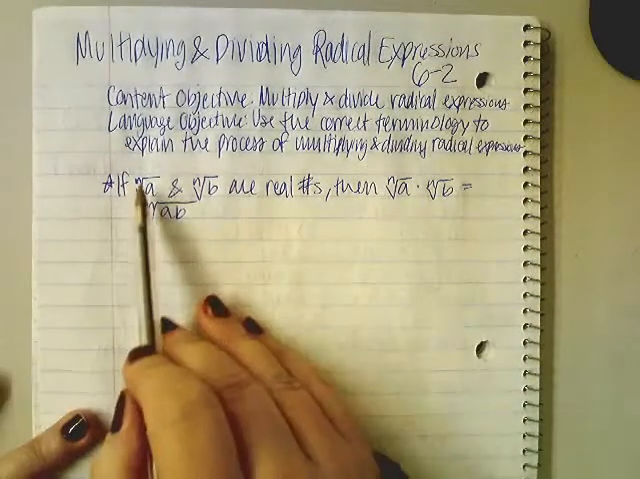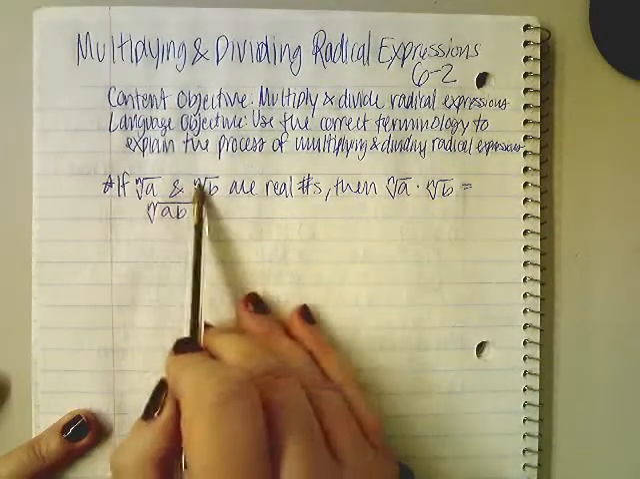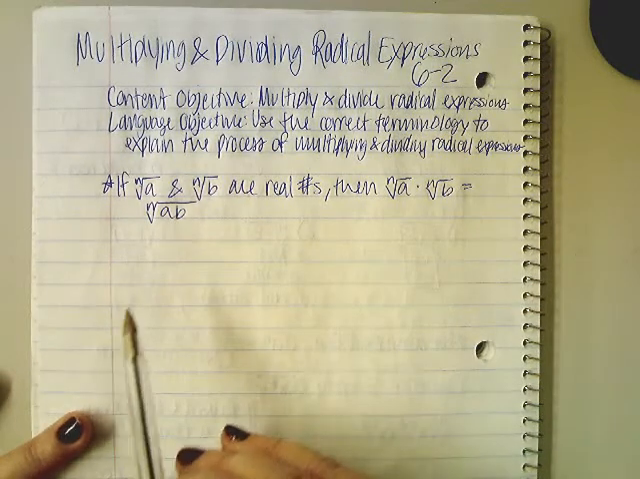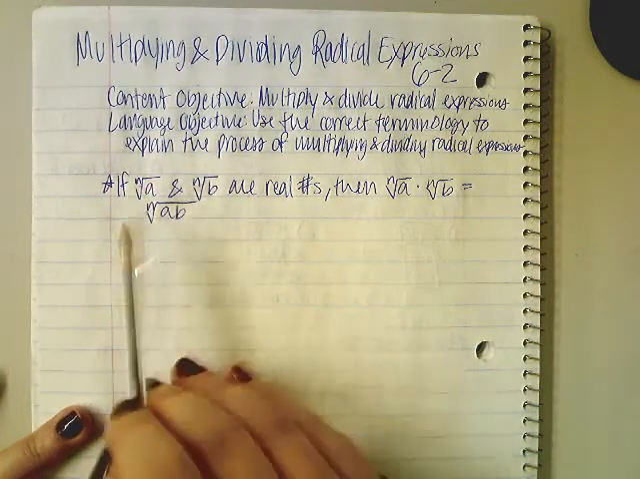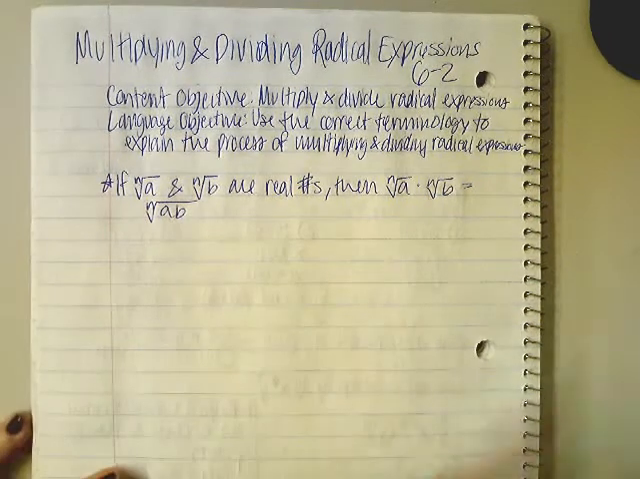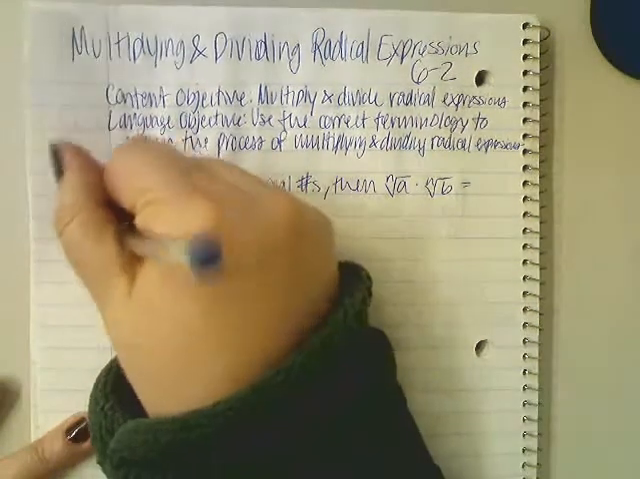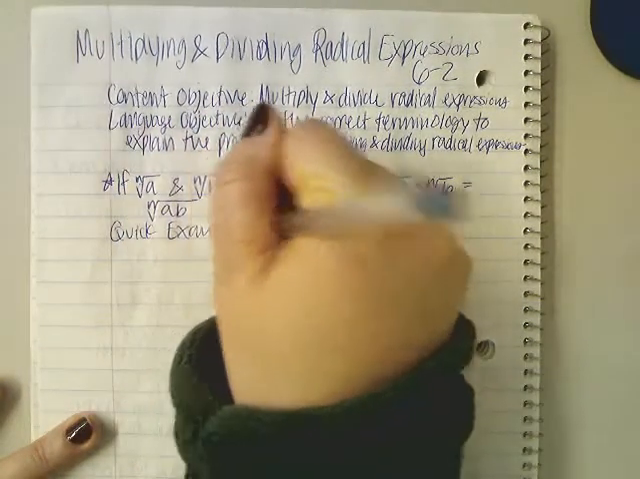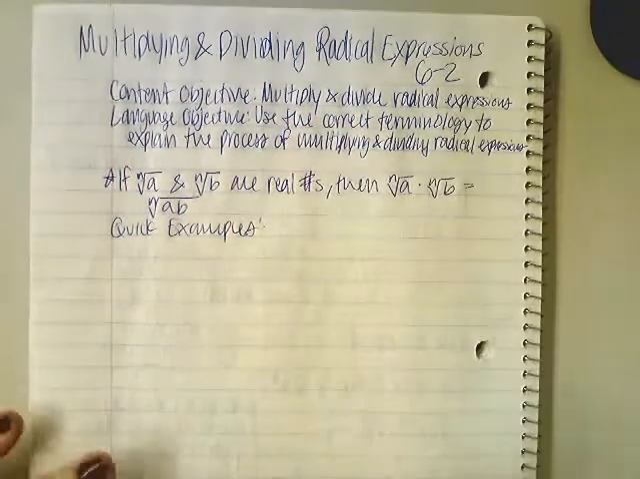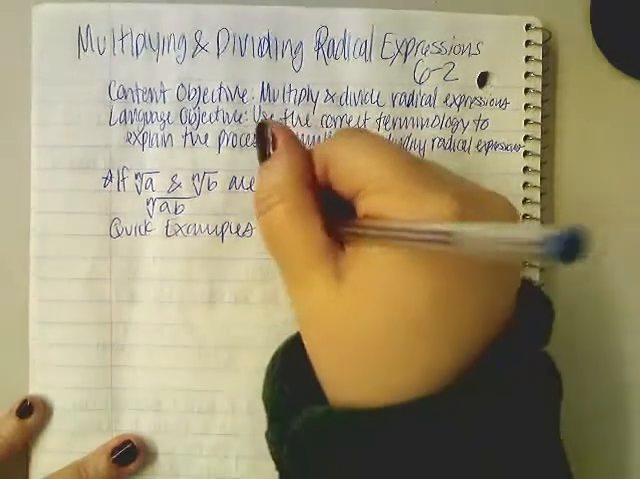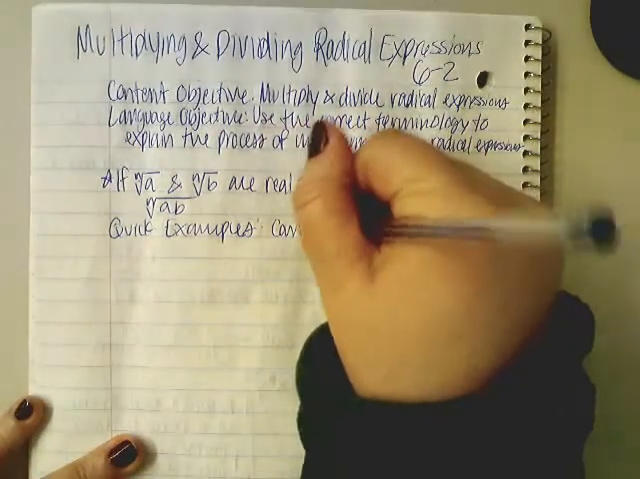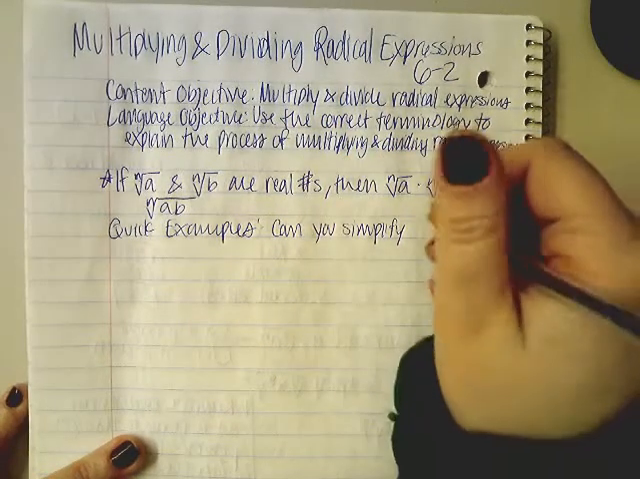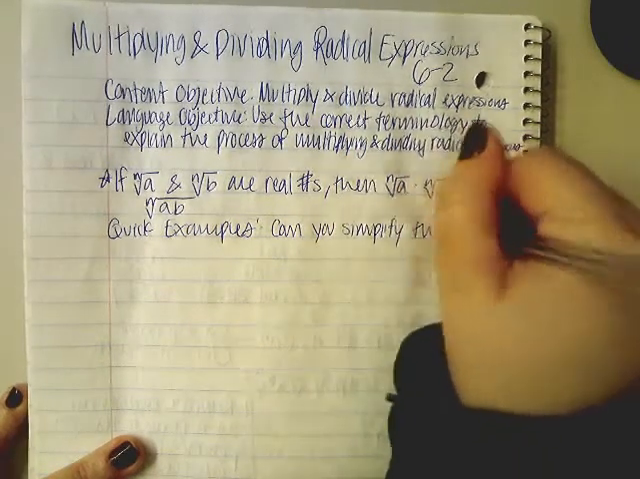So what this is saying is, if the two radicals have the same index, we can multiply their radicands. So if they have the same index, we can multiply what's under the radical, or the radicand. So I'm going to do a couple of quick examples of this. I'm not going to write out all the steps for how we do this, but I'm going to show you how this works with a couple quick examples. So I'm asking, can you simplify the product of the radical expressions?